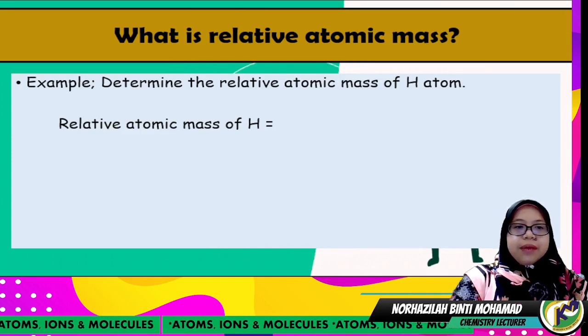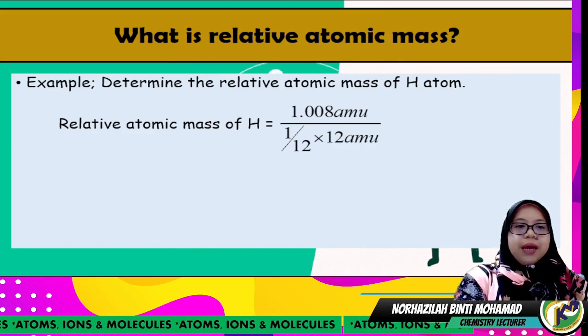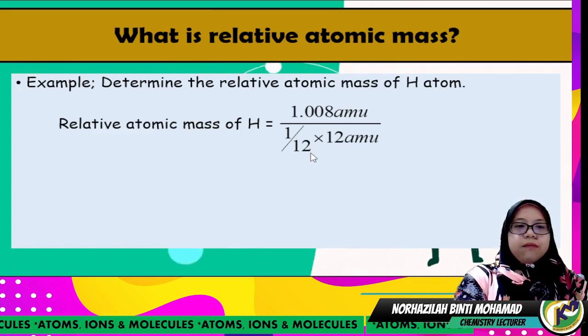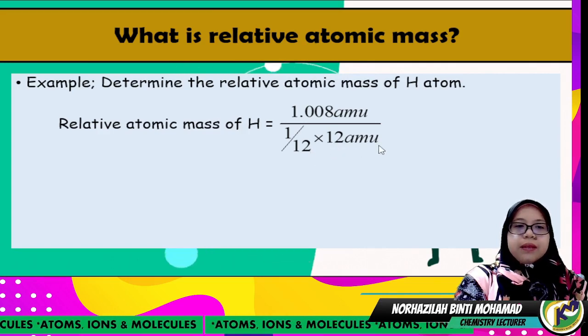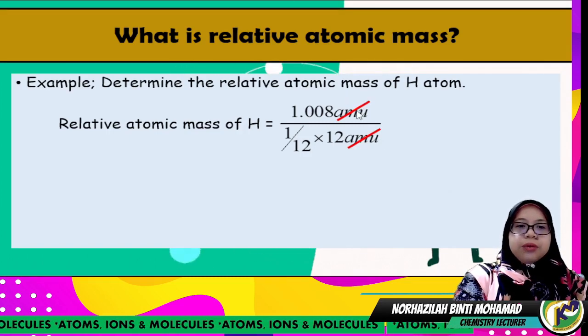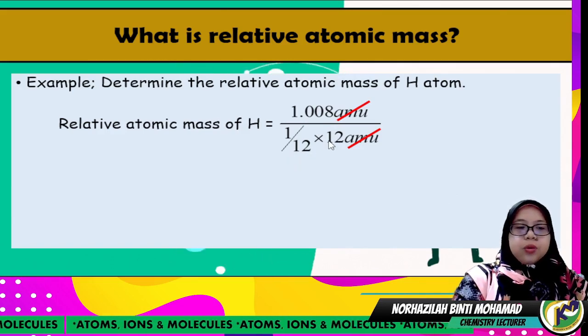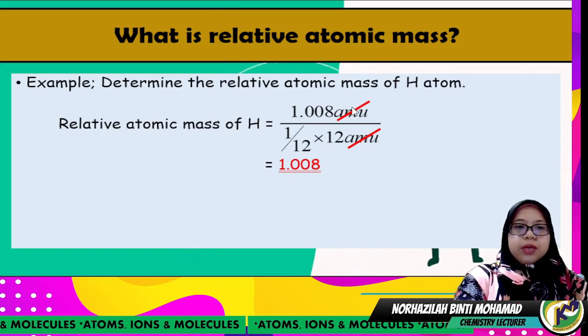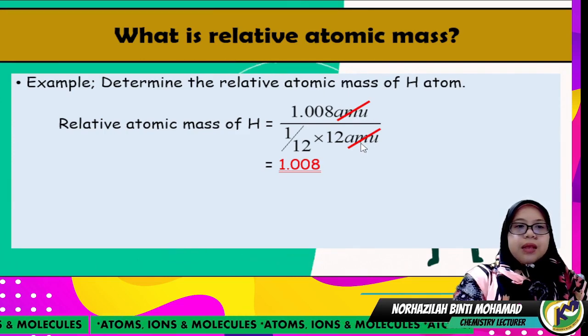So the relative atomic mass of hydrogen atom, we substitute the formula. The mass of hydrogen atom that we have calculated earlier is 1.008 AMU divided by 1/12 times mass of carbon 12 atom, which is 12 AMU. So right now we can cancel the unit AMU and we can cancel the number 12 here. So what we get is 1.008 without unit, because the unit we have cancelled here. So this is the relative atomic mass of hydrogen.